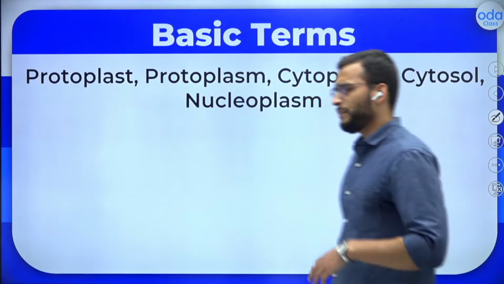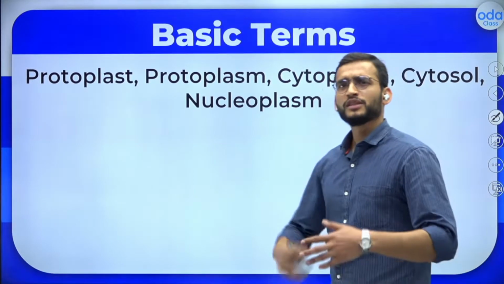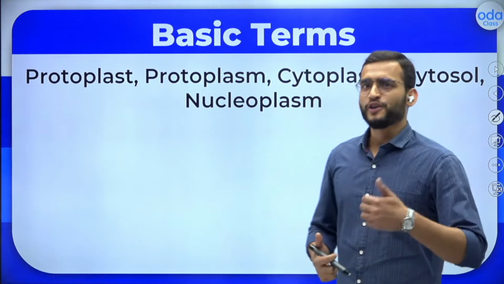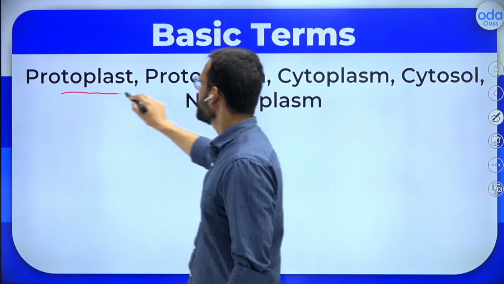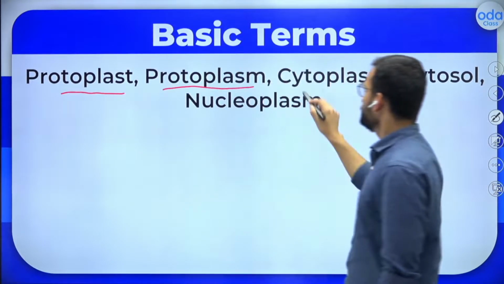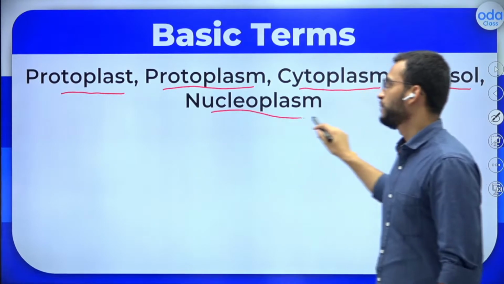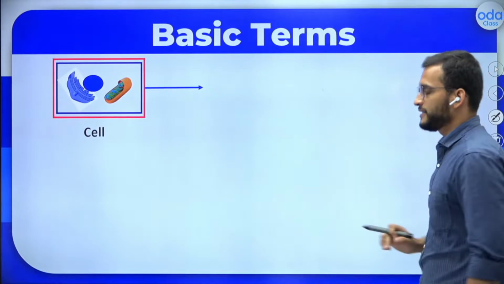Now, talking about some of the basic terms associated with this chapter, I hope some of the students might be very clear about these terms. But even if you are not, I'm here to help you out. So we'll be talking about what is a protoplast, protoplasm, cytoplasm, cytosol, and the nucleoplasm. We'll be talking about all of these terms in today's class.